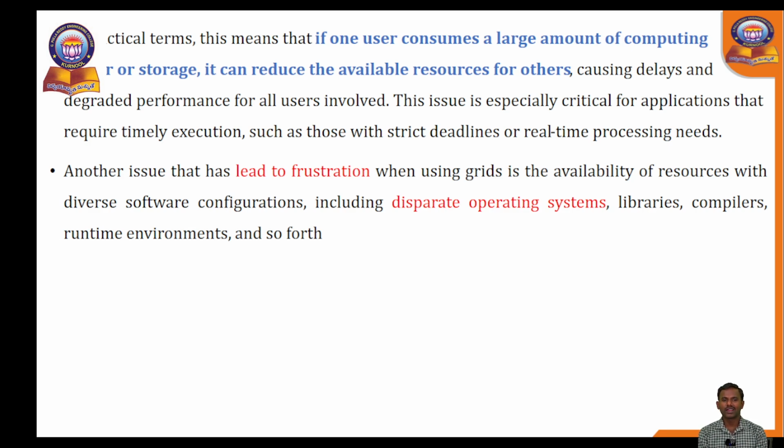Coming to the second drawback, a source of frustration when using grids is the availability of resources with diverse software configurations, including disparate operating systems, libraries, compilers, runtime environments, and so on. So incompatibility will be there when several users are sharing their resources. For example, one user is using the Windows operating system and another user is using some other operating system, so the computing environment will be different, and this leads to incompatibility.